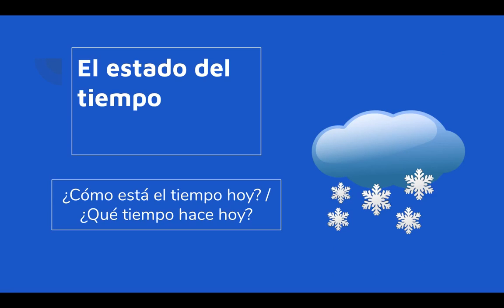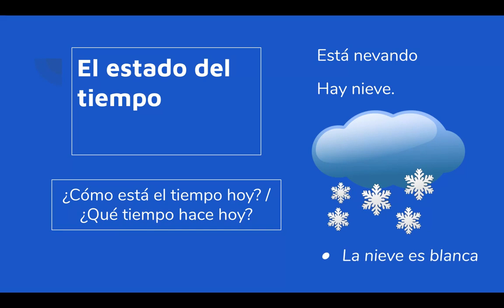What about if it's snowing? ¿Cómo está el tiempo hoy? ¿Qué tiempo hace hoy? Está nevando. It's snowing. Nieva is also it's snowing. Hay nieve. There is snow. Y la nieve es blanca. The snow is white.